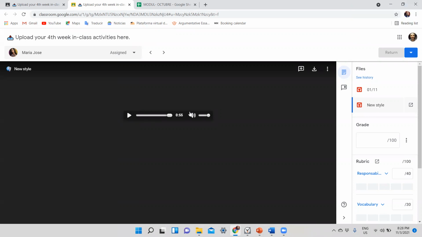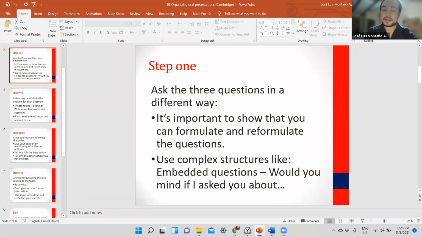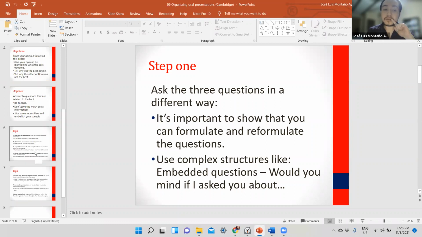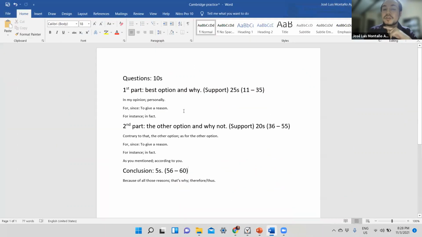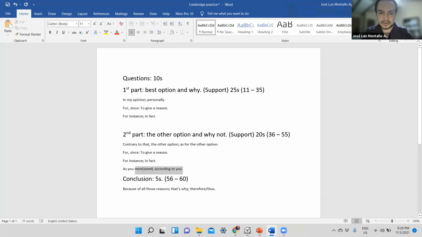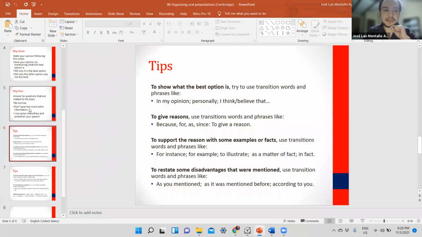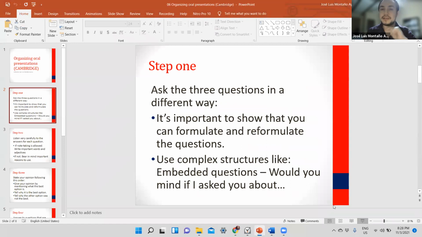So let's go back to work and continue with our activities. First, we're going to give a short review of the steps. Then we're going to focus this time on the tips, because as I'm going to show you in this document, you're going to follow specific structures in terms of words and in terms of time. Something that is missing here, you can also use this one over here. I'm going to explain that. First, let's review this document.